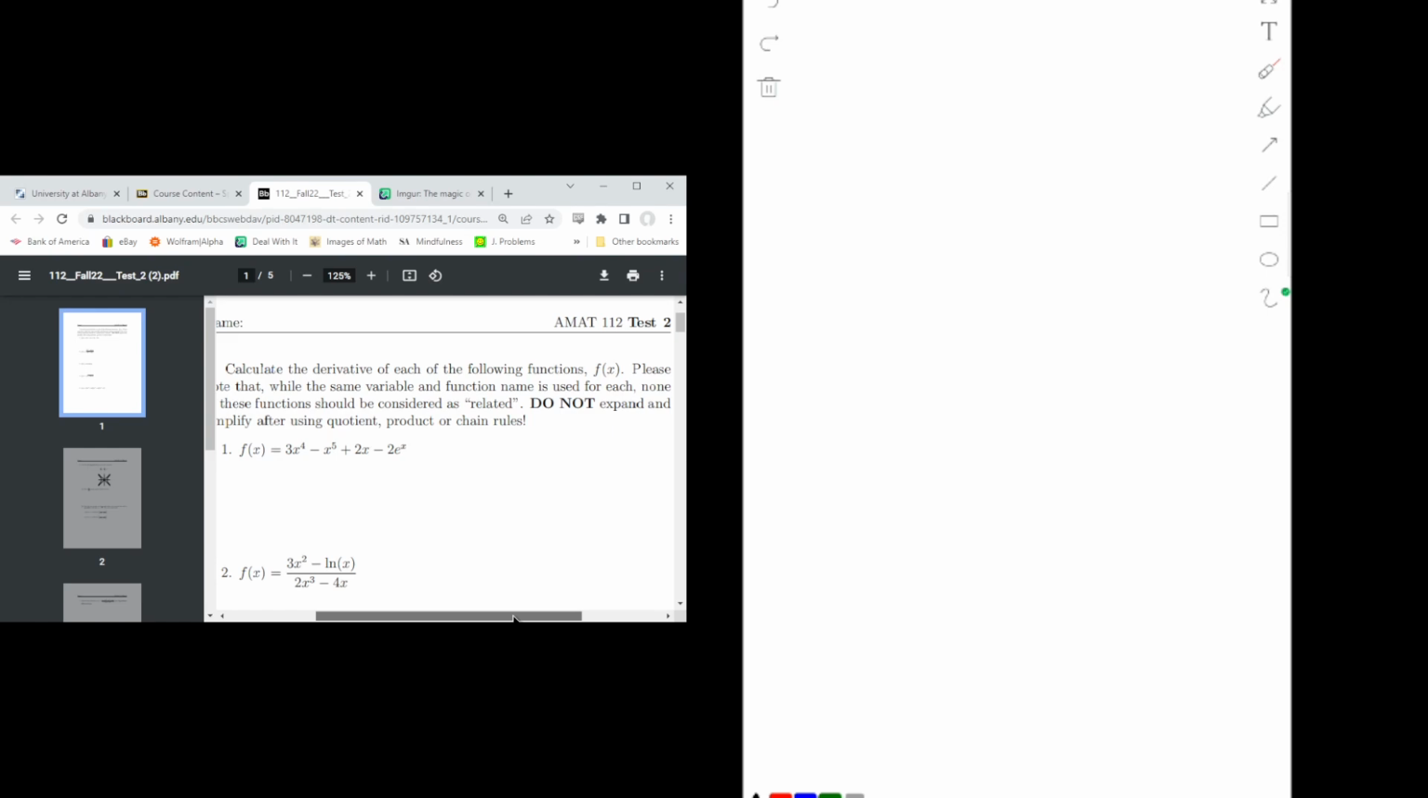Not the chain rule, I'm sorry, the product rule. When you're using the product rule, you will have at the end a sum of a bunch of products. Do not expand those products. But if you've got 4 over 2, that's 2. Don't leave it as 4 over 2.